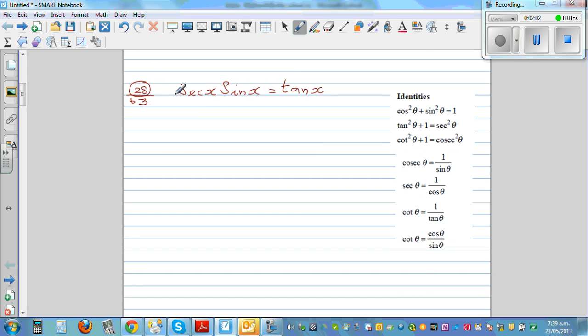This is question 63 on page 28. Sec x times sine x is equal to tan x. So again, the left-hand side is sec x times sine x. Which identity can you use? Can I convert sec into cos? Well, sec is 1 over cos, so in place of sec x I can write 1 over cos x, times sine x over 1.